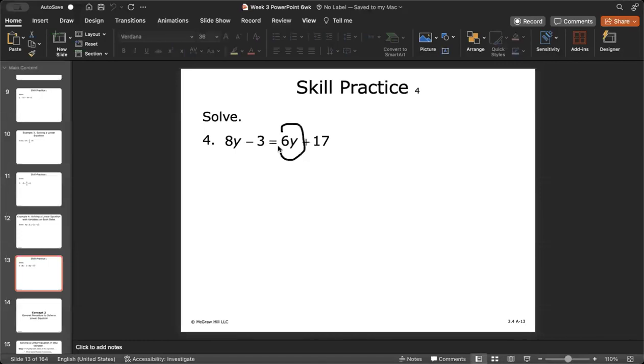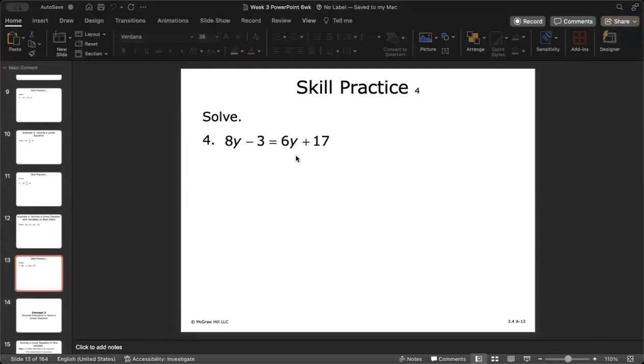Okay, so here we have a 6y on the right-hand side. We want to take it and move it over, but we can't just move it over. We've got to add the opposite. In this case, this is a positive 6y. So what's the opposite of positive 6y? Negative 6y. Just change the sign. And you do that to both sides. So now we combine those. The 8y minus 6y here is going to give us 2y. This minus 3 just goes down. This plus 17 just goes down.